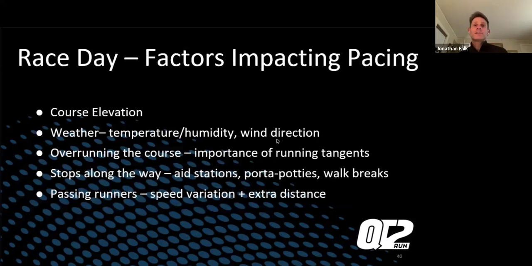So there are factors that impact you on race day: course elevation, weather, not running the tangents, unexpected stops along the way. You have to factor in that if you stop for water and need to stop running to drink it, these are things that are going to impact your performance. Passing runners too: are you going out of your way to run around someone?